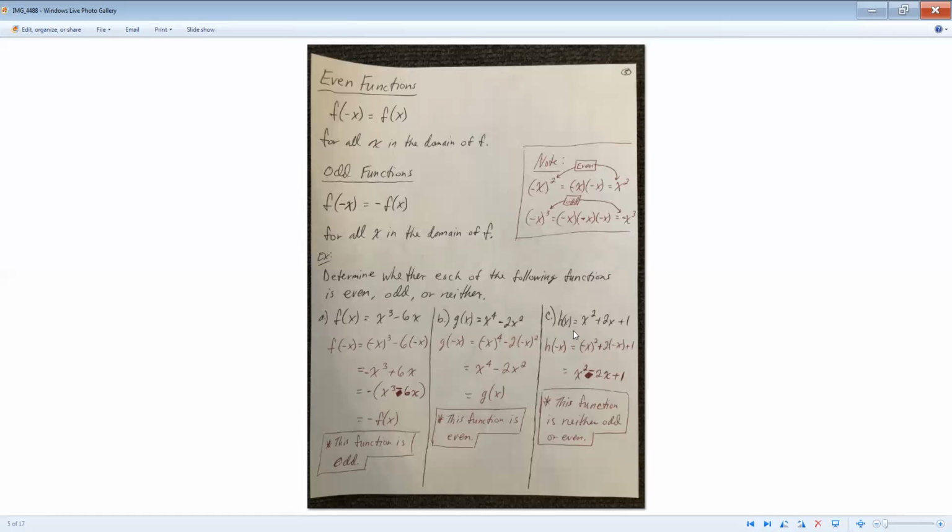For the final one, h of x is equal to x squared plus 2x plus 1. Plug in negative x. That will be negative x squared plus 2 times negative x plus 1. The negative x squared will remove my negative, but I will still be left with negative 2x and plus 1. So this function is neither, because it's not my original equation, and neither are all of my signs completely opposite of what I originally had. So that would be neither.